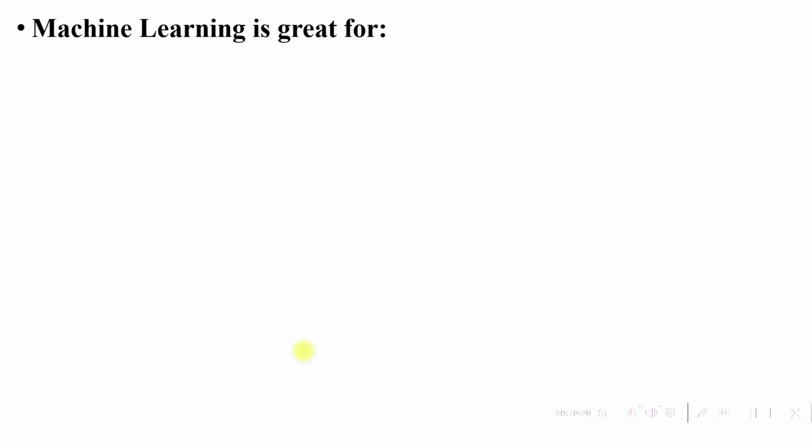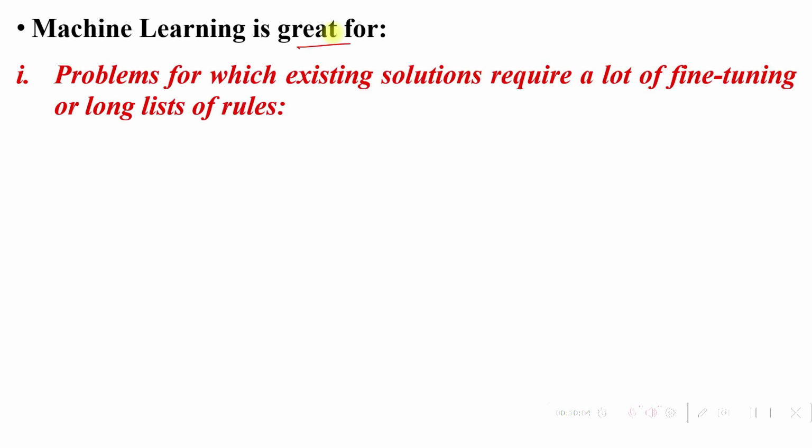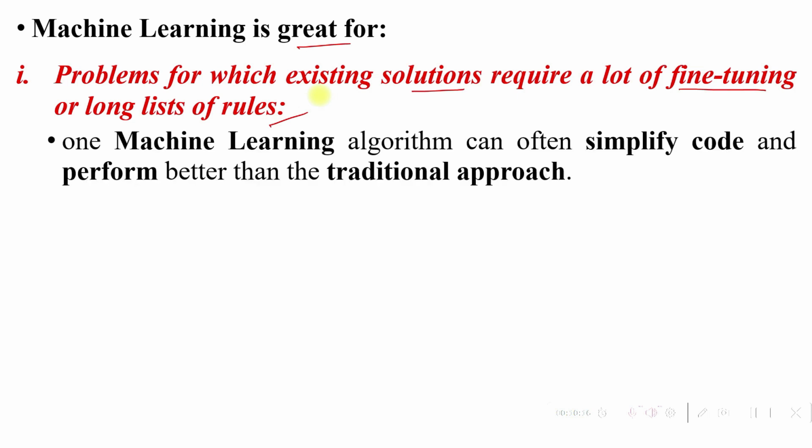Now you can see why machine learning is great for certain things. The first one is problems for which existing solutions require a lot of fine-tuning or long lists of rules. One machine learning algorithm can often simplify code and perform better than the traditional approach. That's why it's very useful.